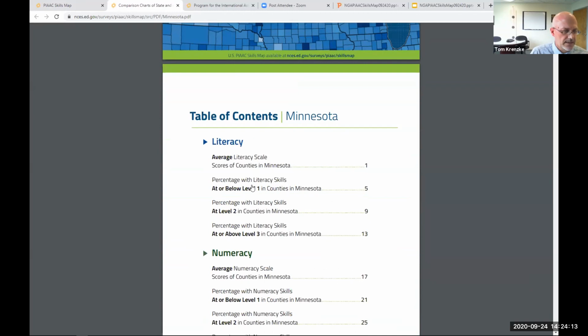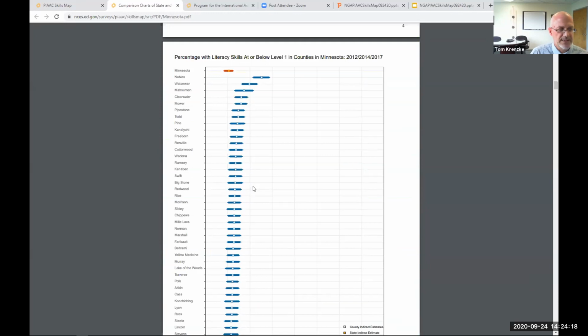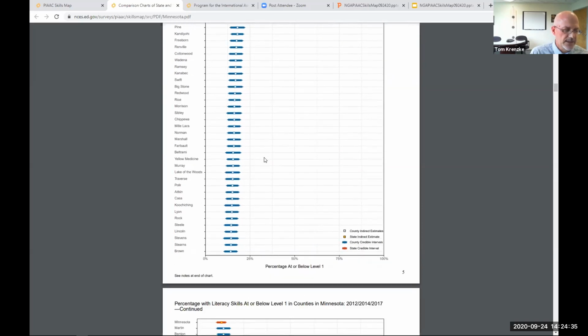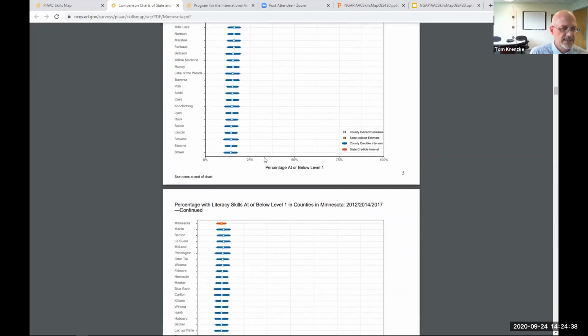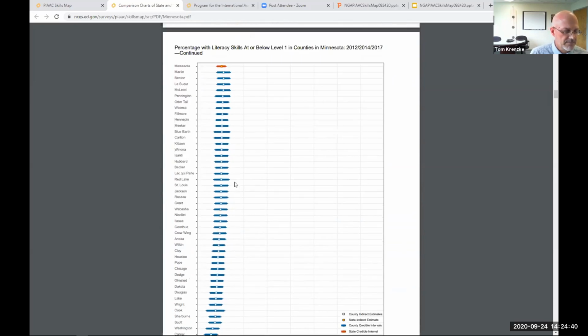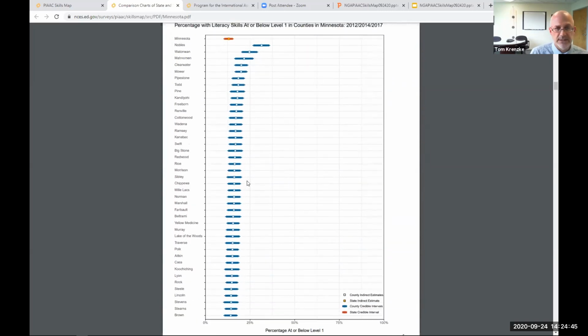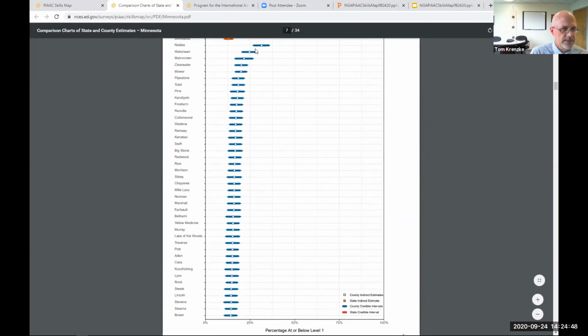And clicking on the at or below level 1, we can see a graph of the county estimates sorted by the estimates value. The point estimate and the credible intervals clearly showed some differences among the percentage at or below level 1 across the counties. And this chart runs across 2 pages due to the large number of counties in Minnesota. And Jackson is actually here in the middle of the second page. On the first page are the counties with lower literacy levels relative to others in the state, one of which is Nobles here at the top.